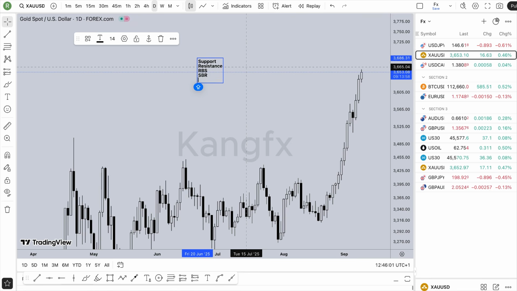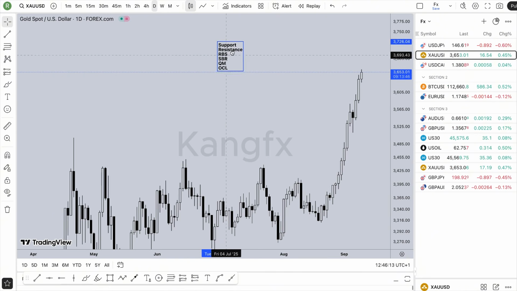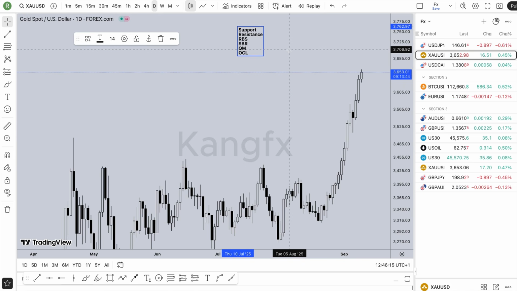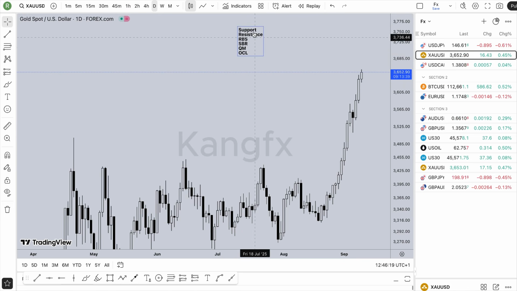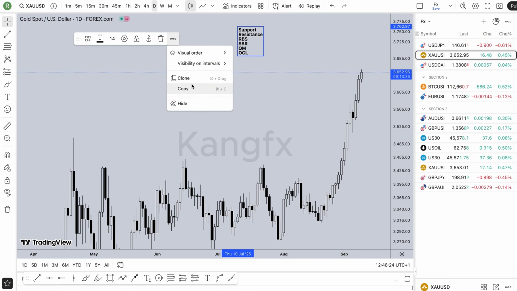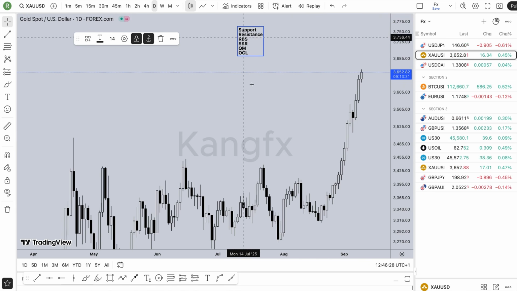Then we have the QM. We have different types of QM. Okay, we are going to cover all that. And we have OCL. We have different types of OCL. Now, these are just the basic things you need to learn. This is the foundation of understanding advanced MSNR. If you don't understand this, there's no way you're going to understand the deeper advanced MSNR concept. So you need to understand this first.